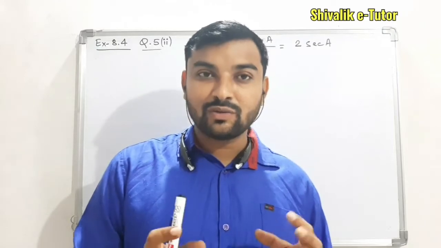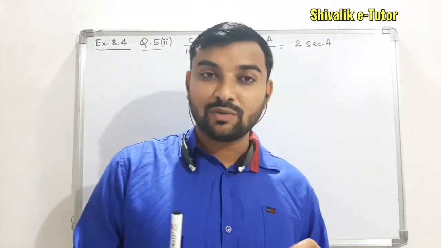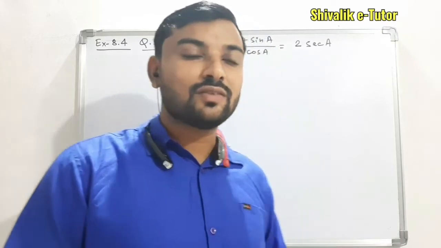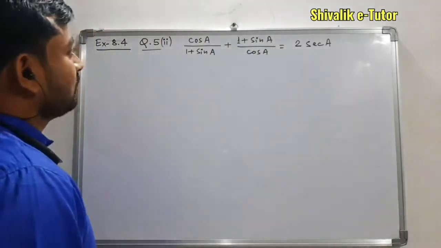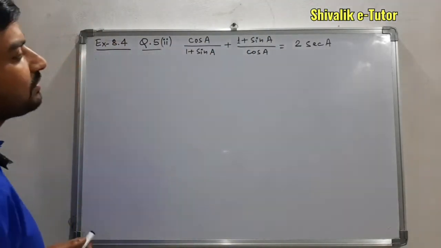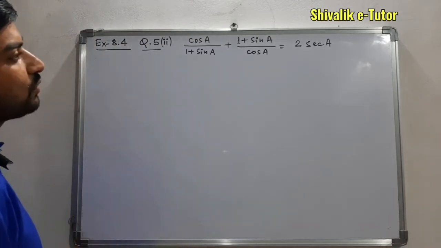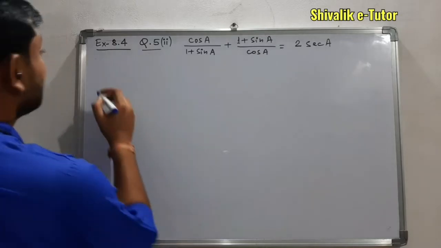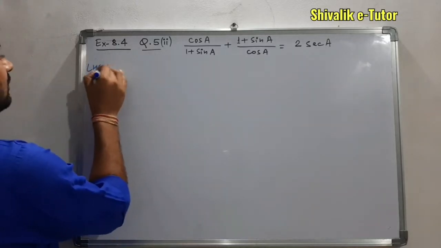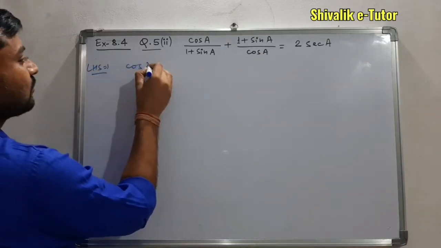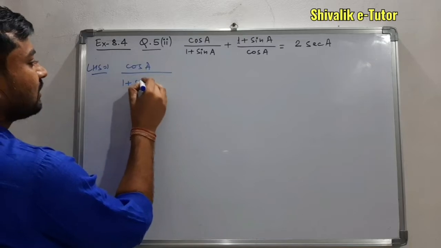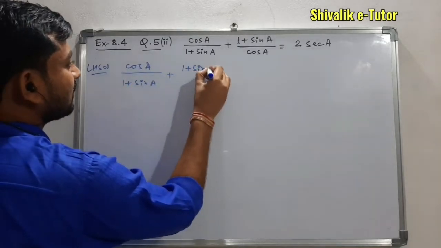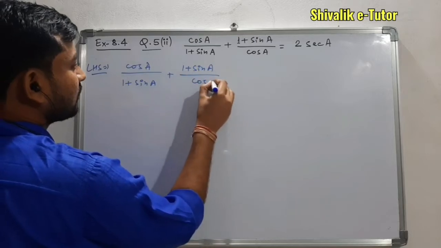Hello everyone, I am going to take now question number 5, second part of exercise 8.4 of your NCERT book. So the question is cos A upon (1 plus sin A) plus (1 plus sin A) upon cos A is equal to 2 sec A. Clearly we have to solve the LHS here. So let us consider the LHS side, that is cos A upon (1 plus sin A) plus (1 plus sin A) upon cos A.